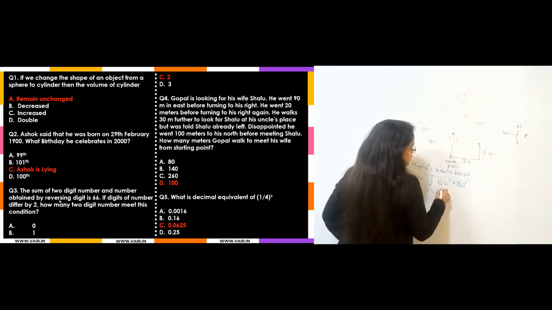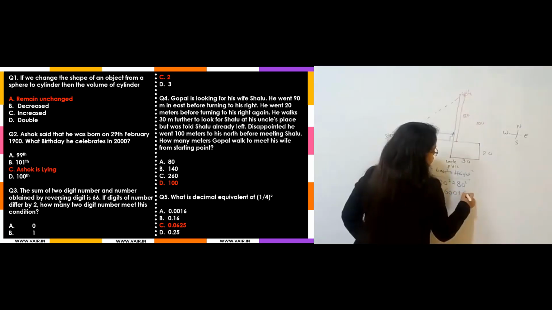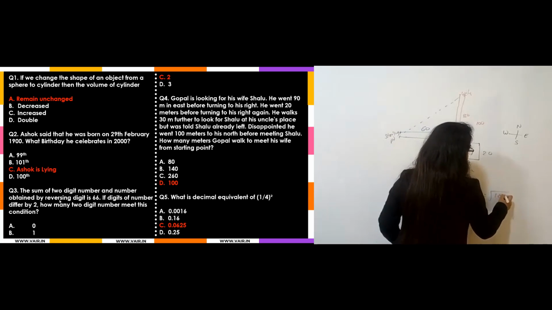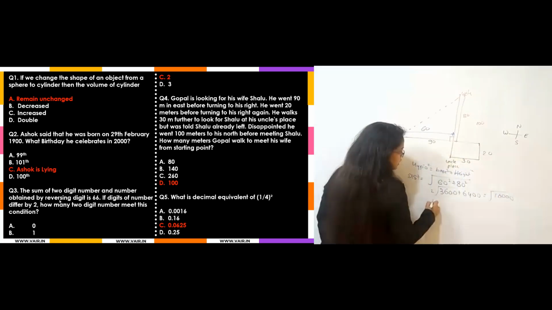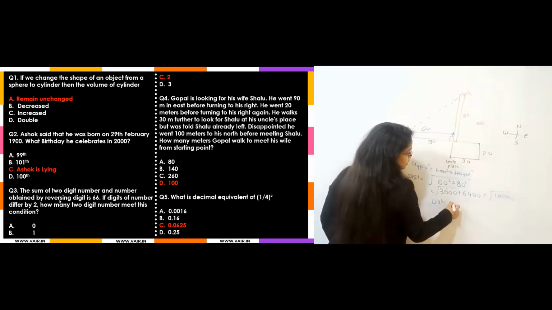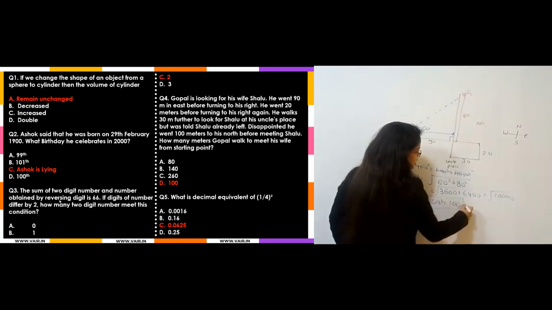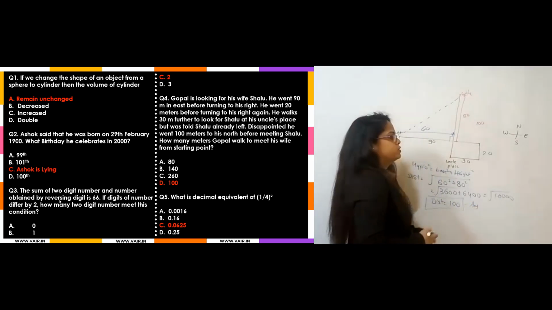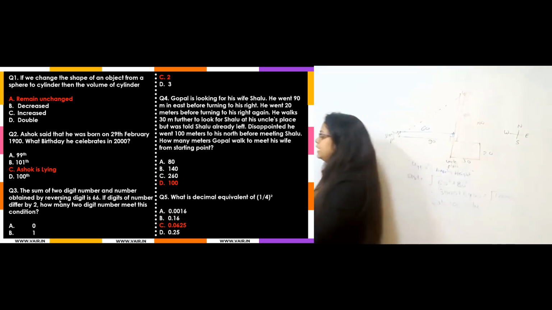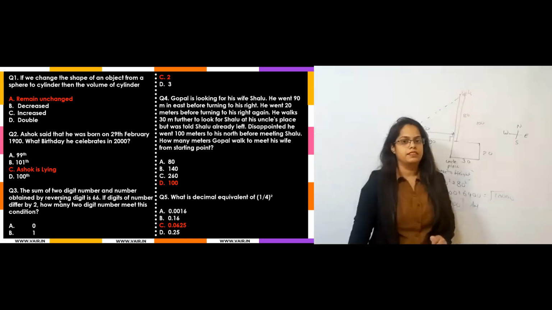So what will it be? 3600 plus 6400 under a root, which is equal to the root of 10,000. So you can see here that the distance was the root of 10,000, which means 100 will be the answer. So the answer was 100 meters. That is option D.